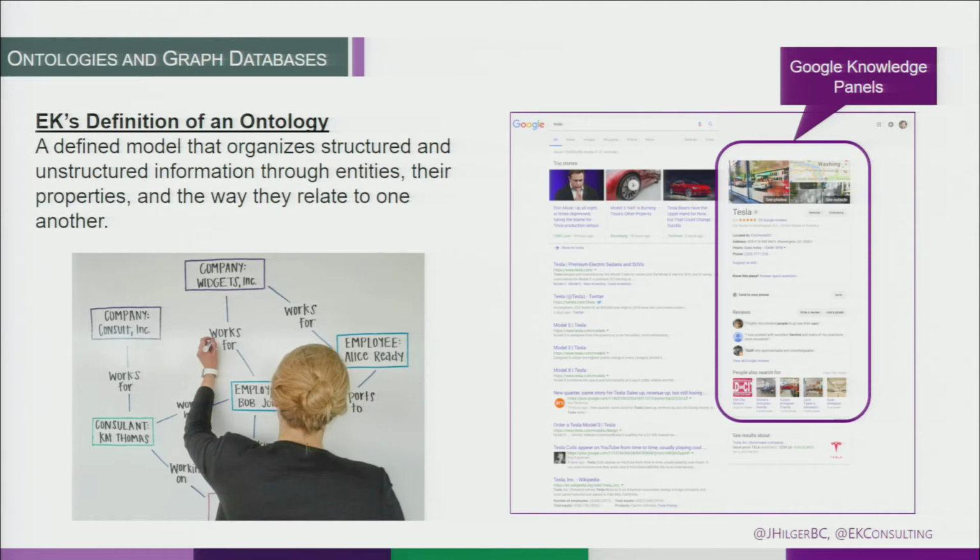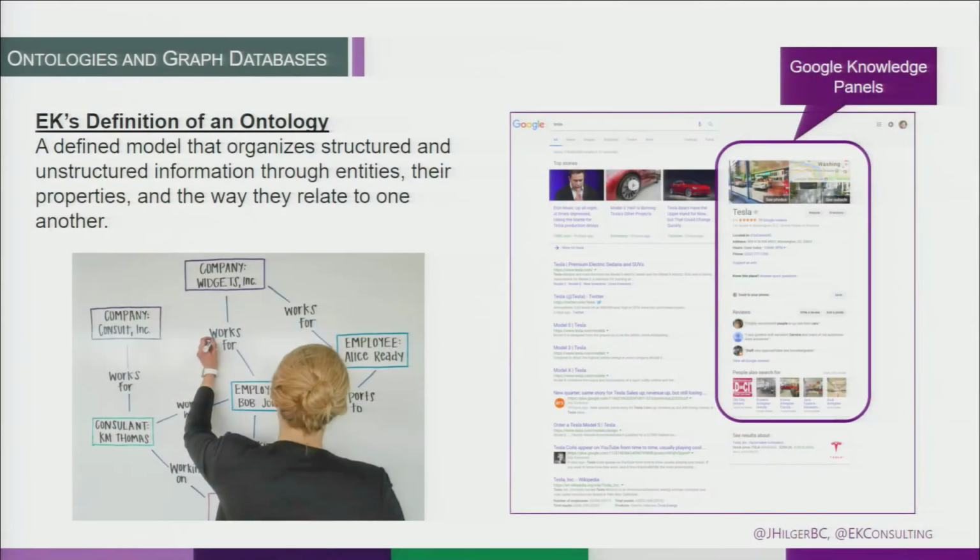So let's start with what is an ontology, because that's one of the building blocks to what we're doing here. An ontology, as we've defined it, is a defined model that organizes structured and unstructured information. Very important that we're talking about both. Through entities, those people, places, and things that really draw everything together, the properties about them, and the way they relate to one another. So we think about how do they interact together. And when you pull those things together, that's what an ontology is.